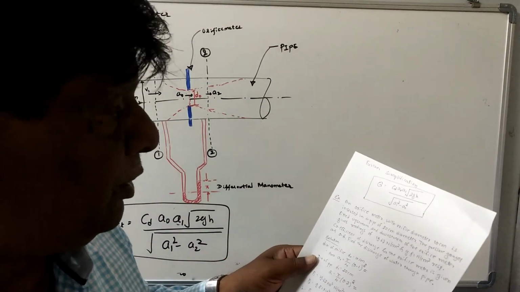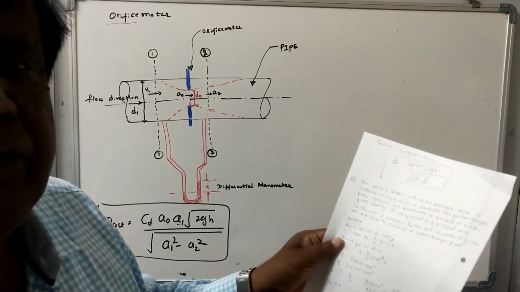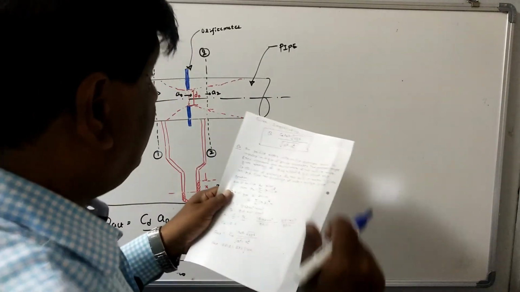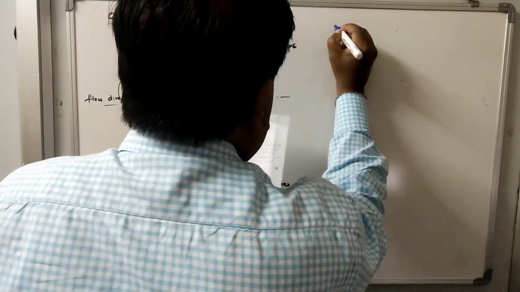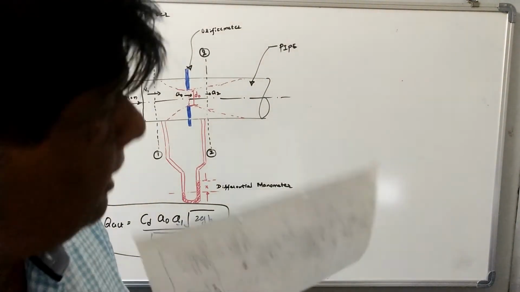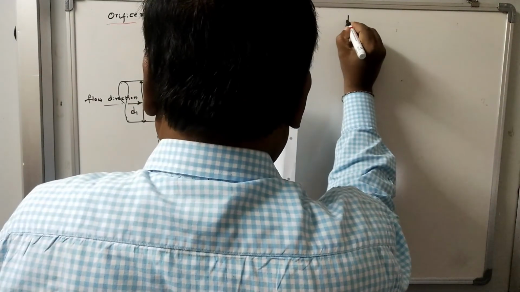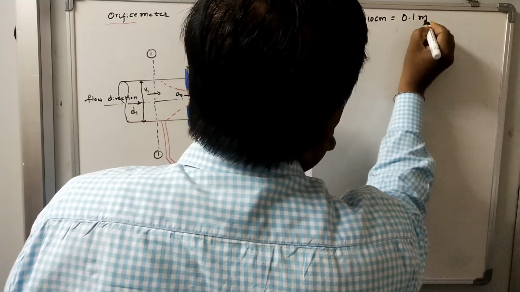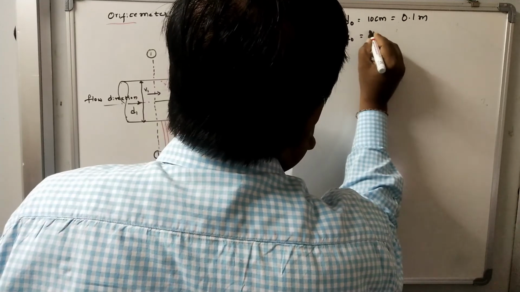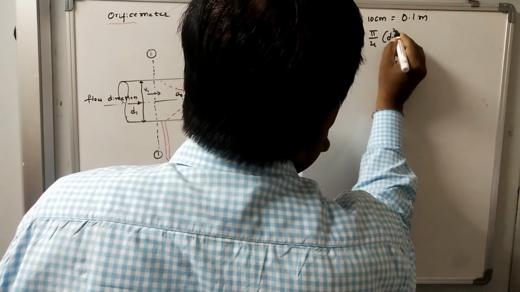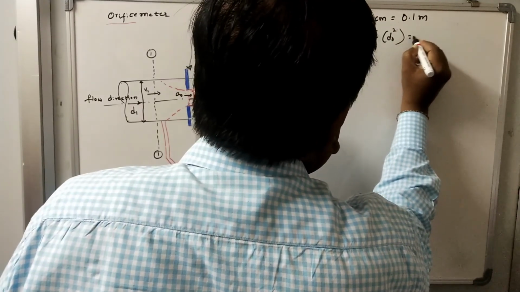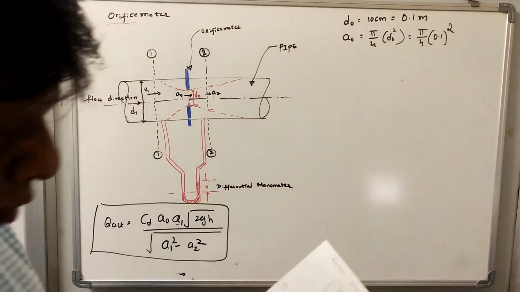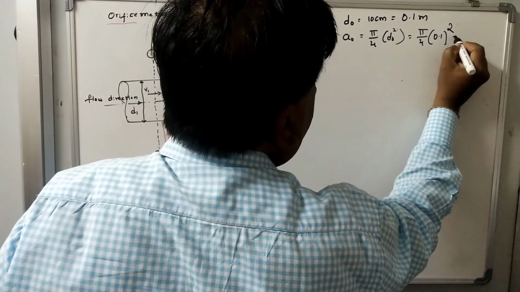For the detailed description, please refer to the notes. I will solve this problem. Please refer to this figure. The diameter of the orifice is given, that is D naught, 10 centimeter or 0.1 meter. So A naught is equal to pi by 4 D naught square, which is pi by 4 times 0.1 square. Please calculate this value.